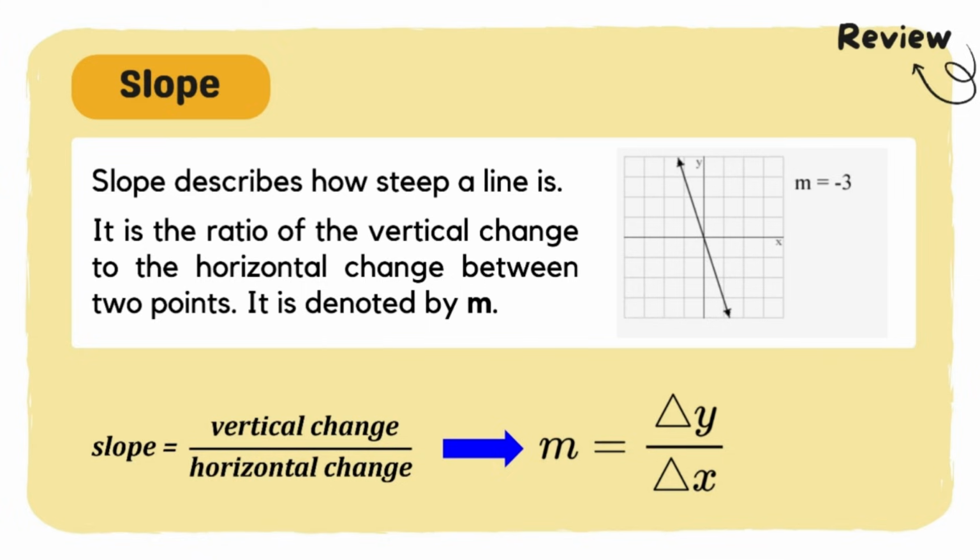Ano po ang slope? Slope describes how steep a line is. It is the inclination of a line. So it is the ratio of the vertical change to the horizontal change between 2 points. It is denoted by the symbol m. Again, change in y over change in x.